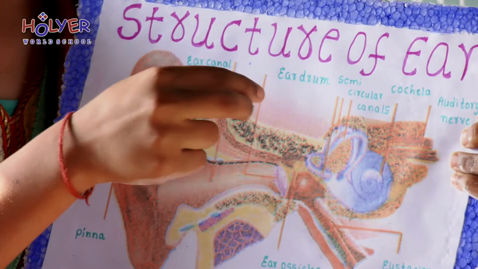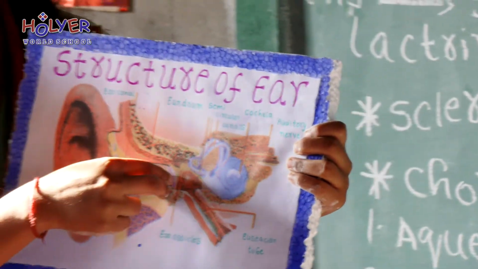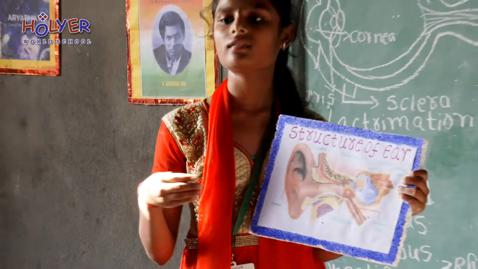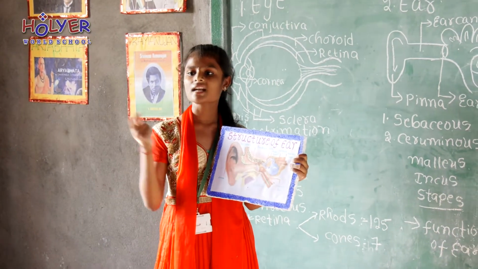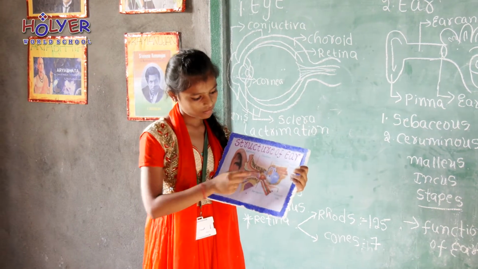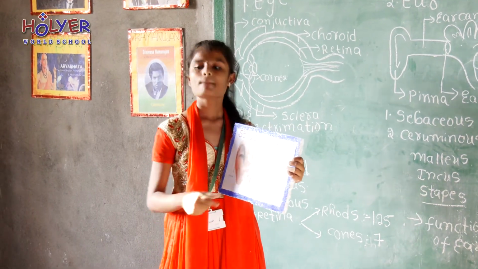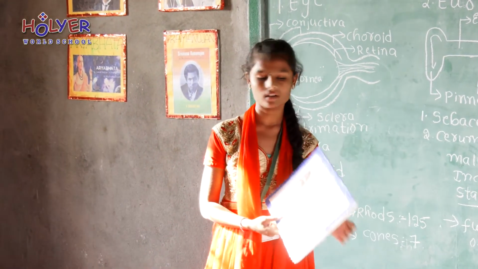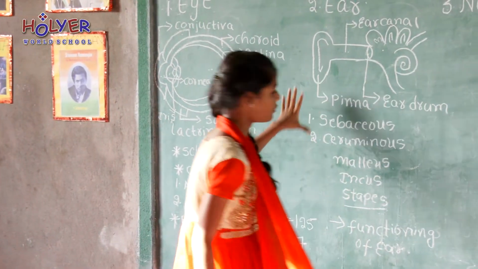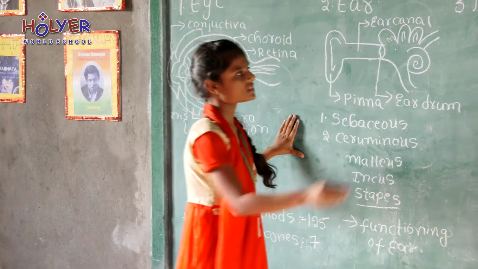These vibrations enter into the middle ear. In the middle ear, the stapes transmits the vibrations to the oval window and then to the cochlea, and finally these impulses are sent to the brain through an auditory nerve. This is the auditory nerve. And the brain detects the sound waves and identifies what the sound is and where it is coming from. This is the information about the ear and next one is the nose.